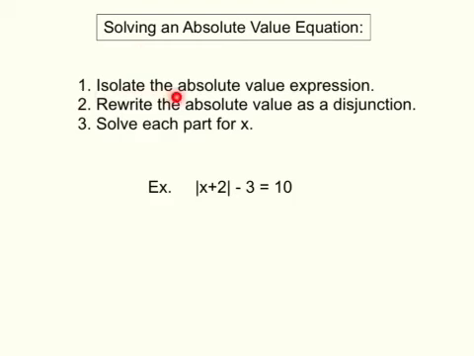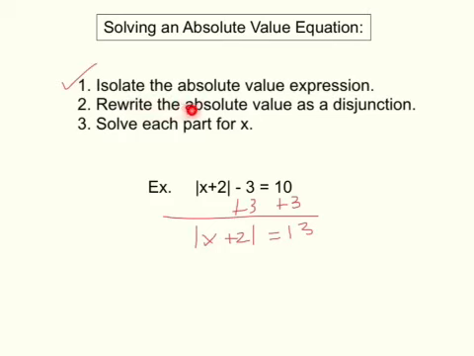The first step is to isolate the absolute value expression. So that's this part that's only the absolute value. So we're going to need to add the 3 over before we can do anything else. So I have the absolute value of x plus 2 is equal to 13. So that was my first step.